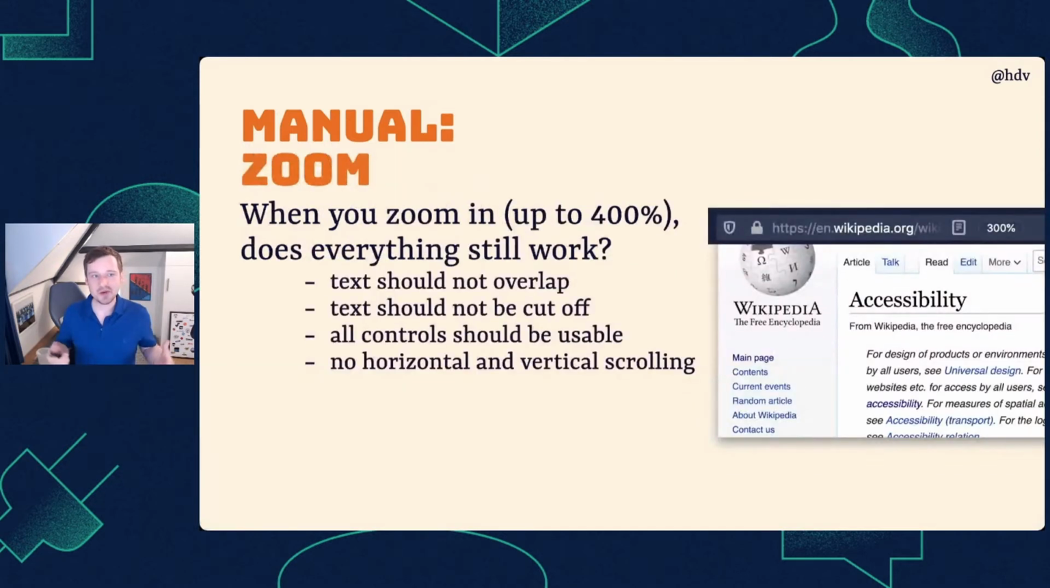Then when it comes to zoom, you want to zoom in like 400% and figure out, does everything still work? Like text shouldn't overlap, text shouldn't be cut off, all of the controls should be usable, and you don't want horizontal and vertical scrolling at the same time. So that's a check that you can do while you're developing and making sure none of your controls overlap, especially hard when you're doing UI development.